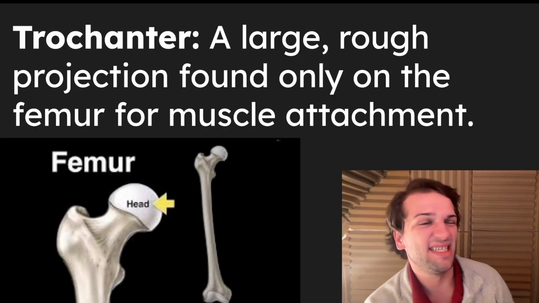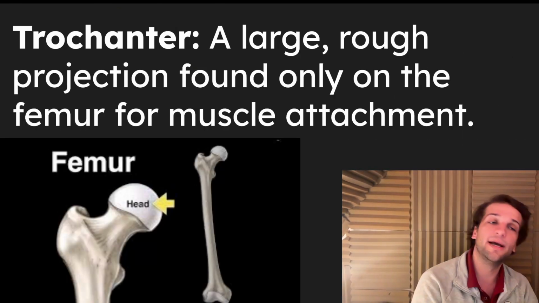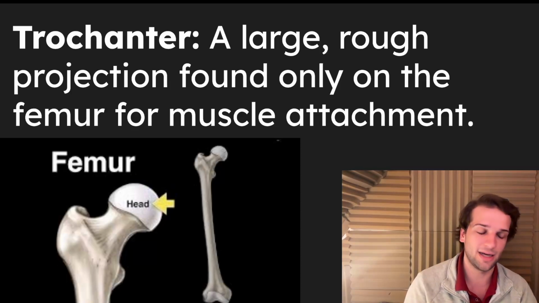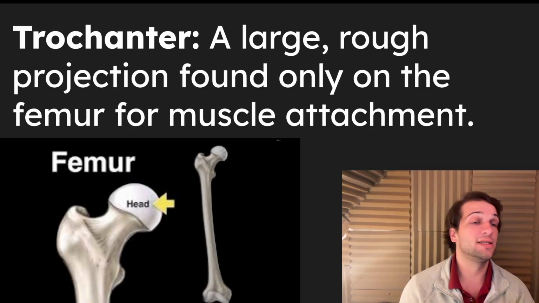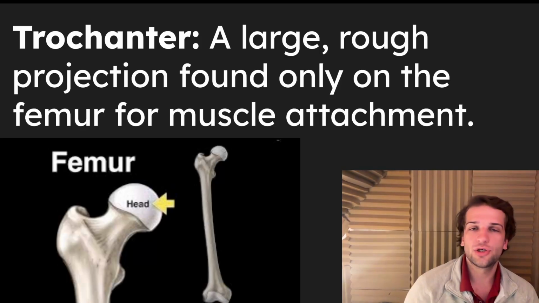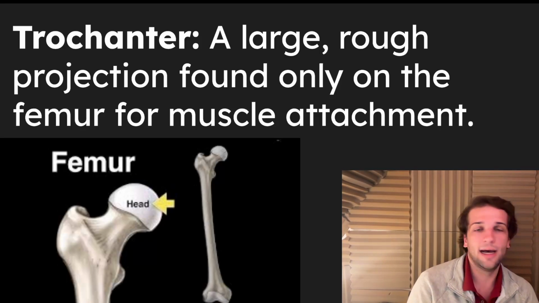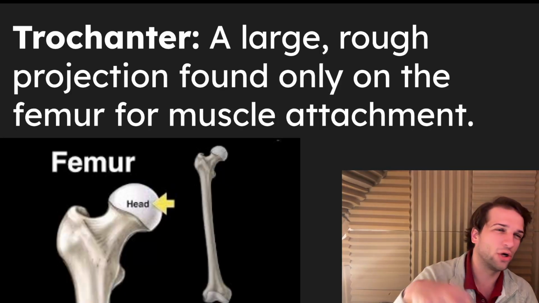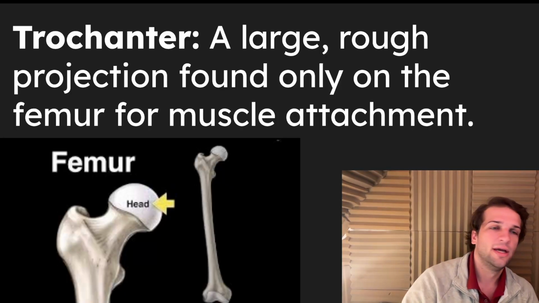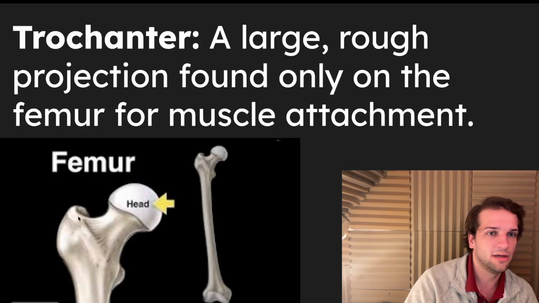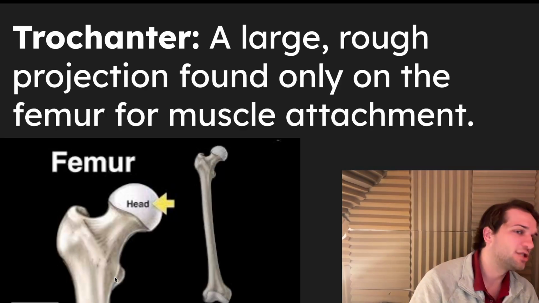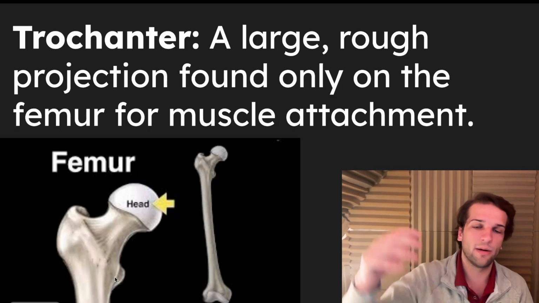Now we have a couple specific types of projections that we want to have an idea on. First is called a trochanter. Trochanters are the largest form of projection that we only really find on the femur. And trochanters are just large muscle attachment sites. It's not the head, but this bit right here. This is our greater trochanter, and this bit right here is the lesser trochanter. These are just sites where muscles will grab onto.